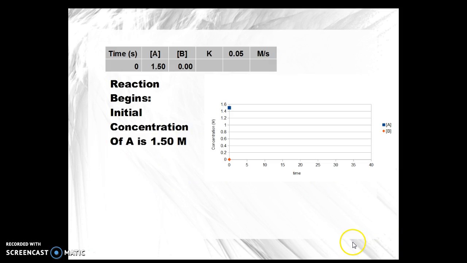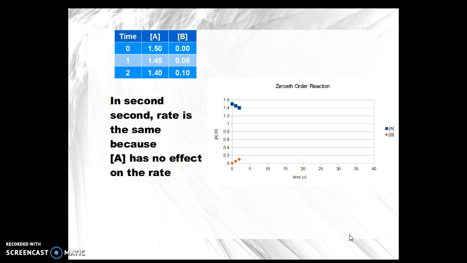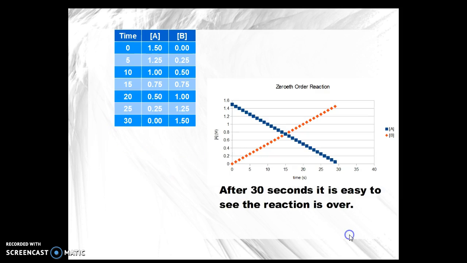A. Let's chart the change in A and B for such a reaction. The initial concentration of A is 1.5 molar, B is 0. In the first second, 0.05 molar reduction in A, 0.05 molar increase in B. Now, remember, the rate does not depend upon the concentration of A or B. So in the second, the rate is the same because the concentration of A is not affecting the rate.